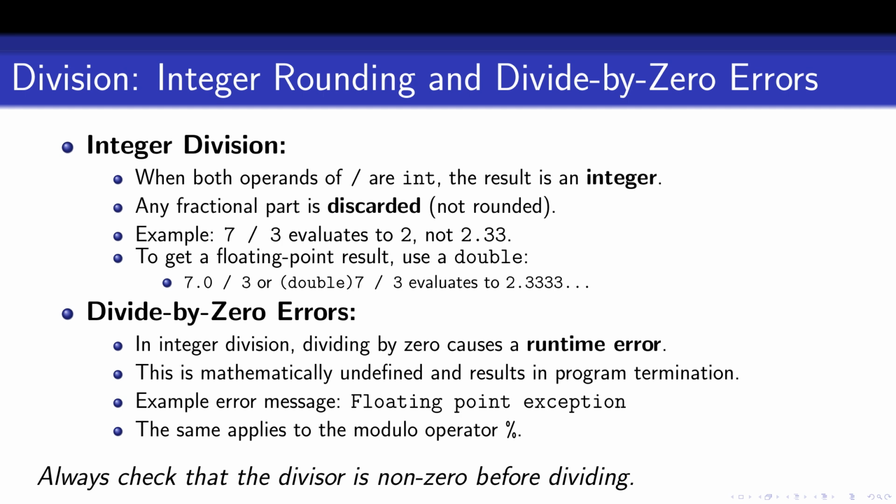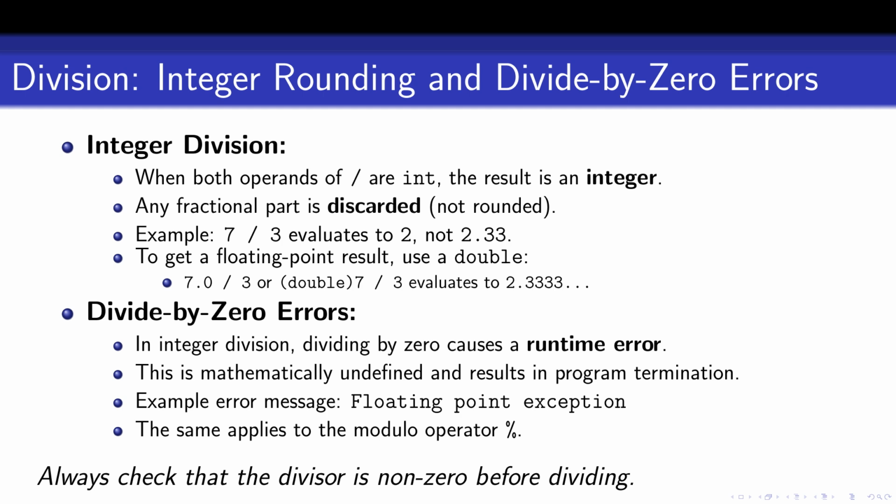But if at least one operand is a floating point number, then C will perform floating point division and keep the decimal. For example, 7.0 divided by 2, or double, 7 divided by 2 will result in 3.5.